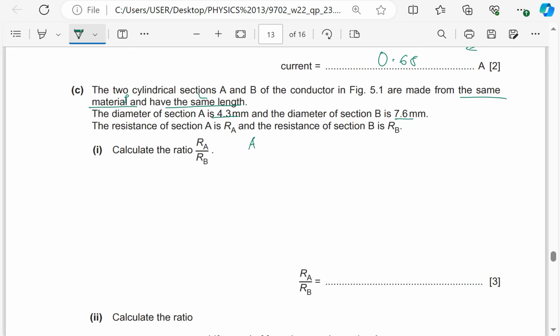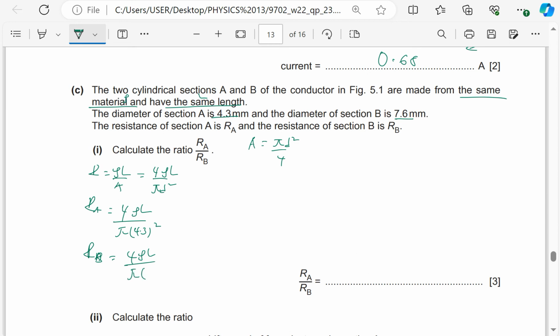So we know that area is pi d squared divided by 4. And we know that resistance is equal to rho L over area. So resistance would be 4 rho L over pi d squared. Remember, rho and L are the same. So R for A will be 4 rho L over pi, the diameter for A is 4.3 and this is squared. R for B will be 4 rho L over pi, diameter for B is 7.6 and this is squared.